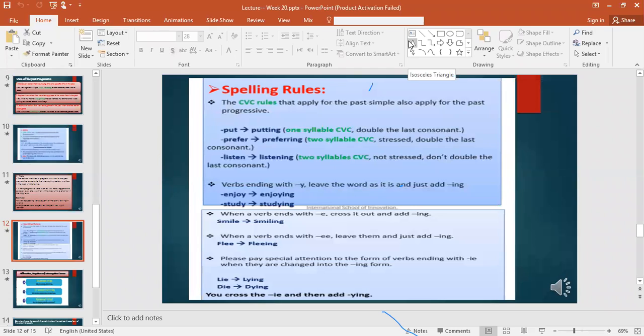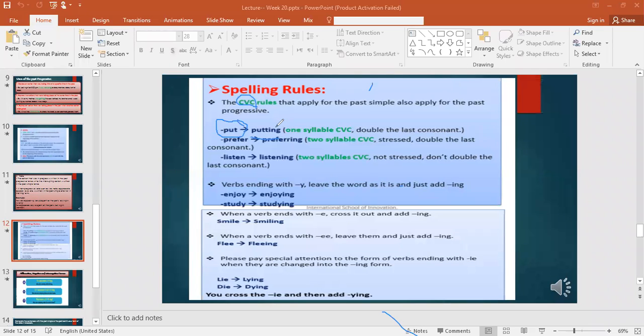Now a very quick explanation for the spelling rules, because I know that most of you are good at spelling and you know how to write the words despite the rule. So let's start with the first rule. We have the CVC rule. It means consonant, vowel, consonant. Let's look at the verb "put." What did we do in the verb "put" when we changed it to the progressive tense? We doubled the T. We doubled the last consonant and we added -ing.